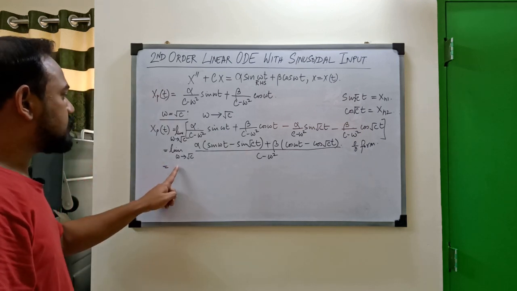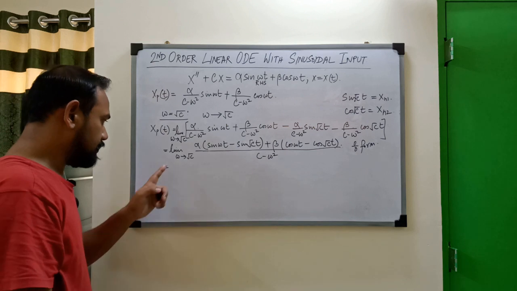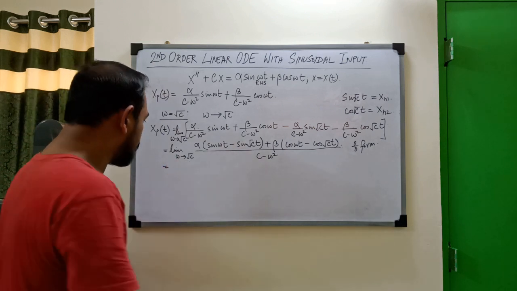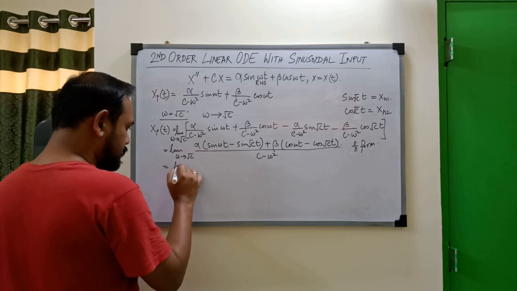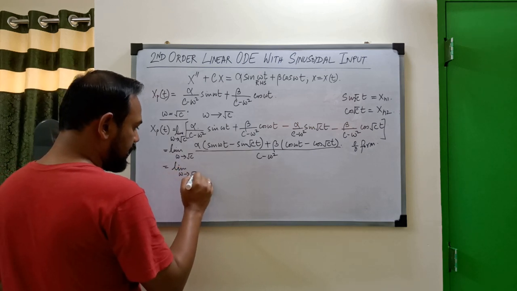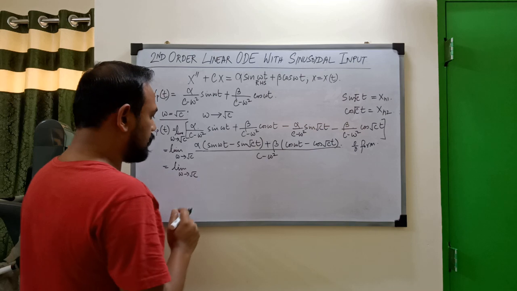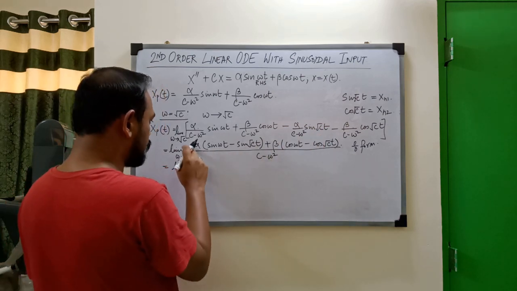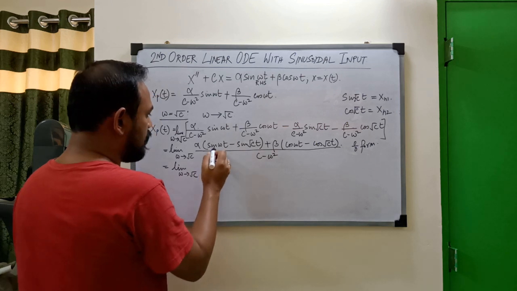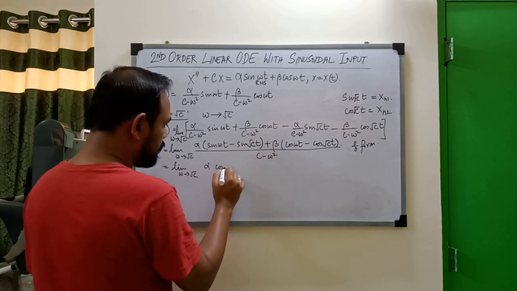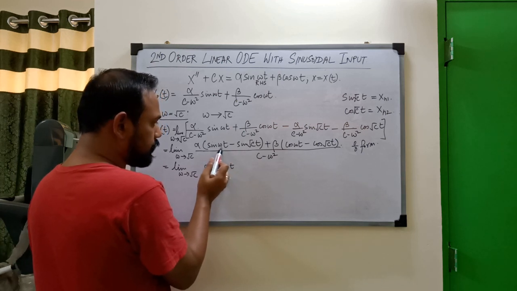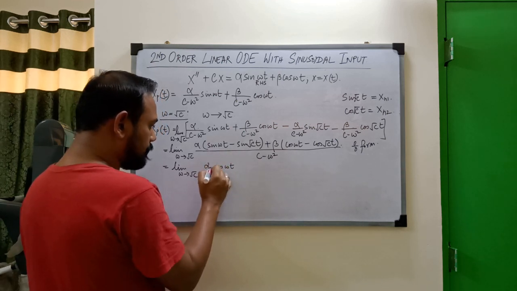We differentiate with respect to omega, because omega is the variable, and that's the one which is approaching this constant root c. So I take the limit as omega goes to root c, and I first differentiate the numerator with respect to omega. So alpha is a constant. This becomes cosine omega t, but now here t is the constant because omega is the variable, so t will come out.